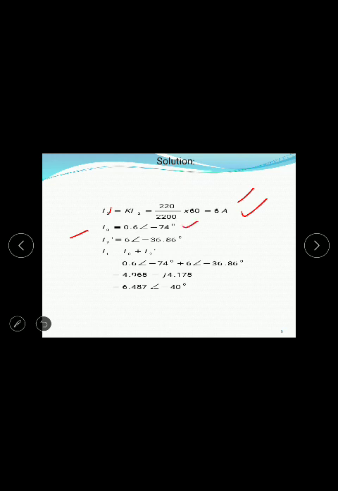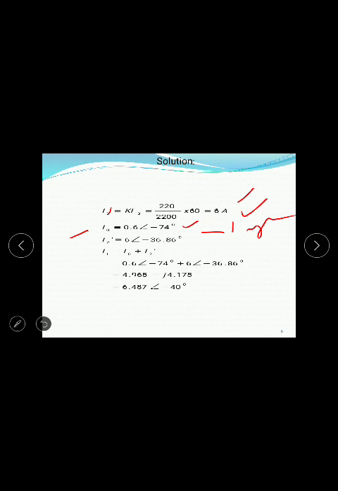I0 is already given as 0.6, and from the no load power factor the angle is 74 degrees. The minus sign is for lagging. I2 dash also has an angle of minus 36.86 degrees, where minus is for lagging power factor.